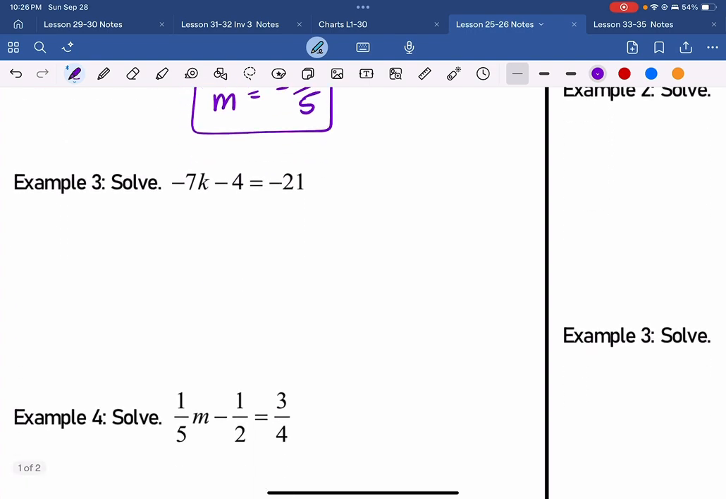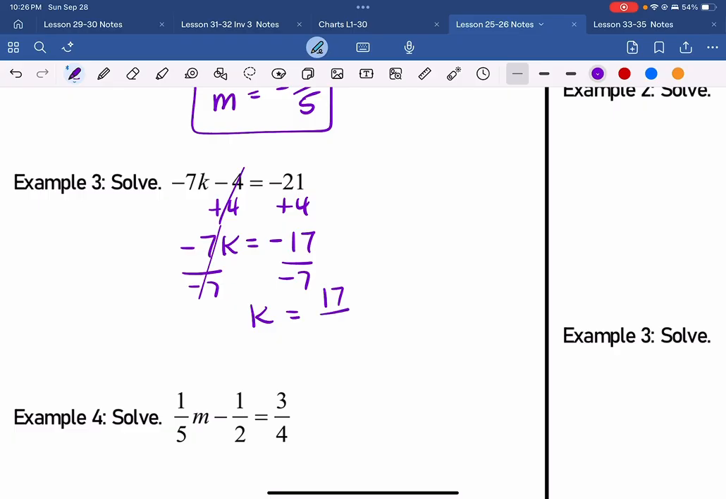Okay, same thing with this one. We add 4 to both sides. We get negative 7k is equal to a negative 17. We divide by a negative 7, and we get k is equal to a positive 17 over 7. Or if you wanted to change it to a mixed number, you can do 2 and 3/7. Either one.